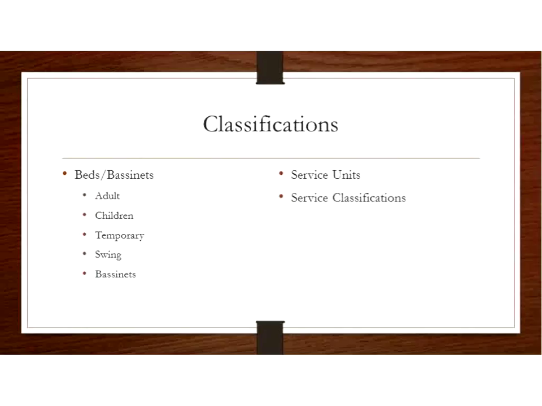Now you have other classifications. You got service unit and service classification. They use service unit classifications to indicate where and by whom services are provided. All right, and so you have what we call medical care units, medical staff units, medical service units. Your medical care unit designations are based on your type of care or by the unit location.